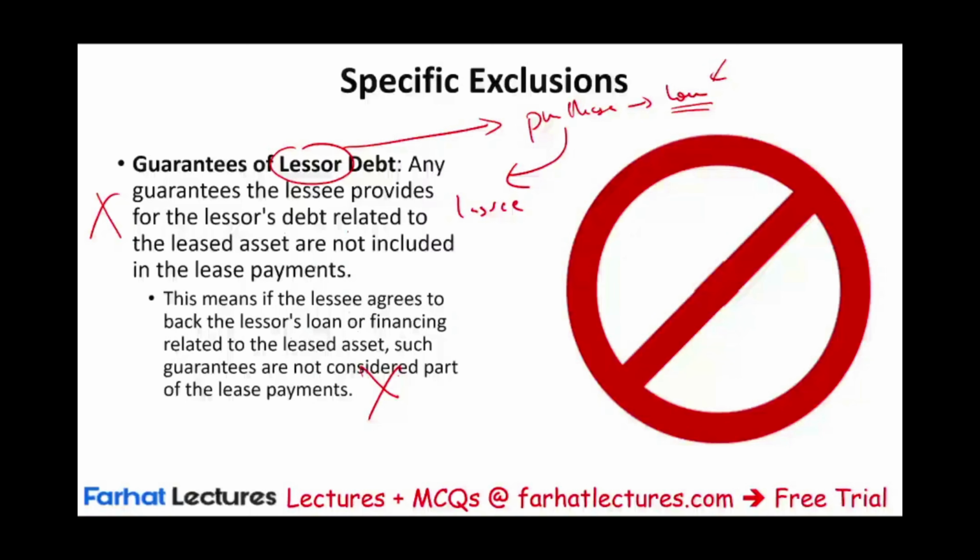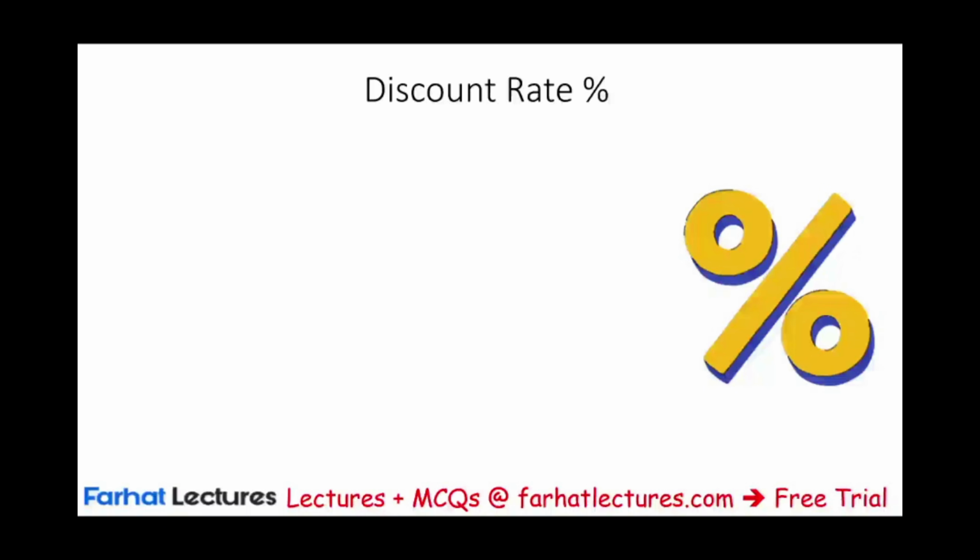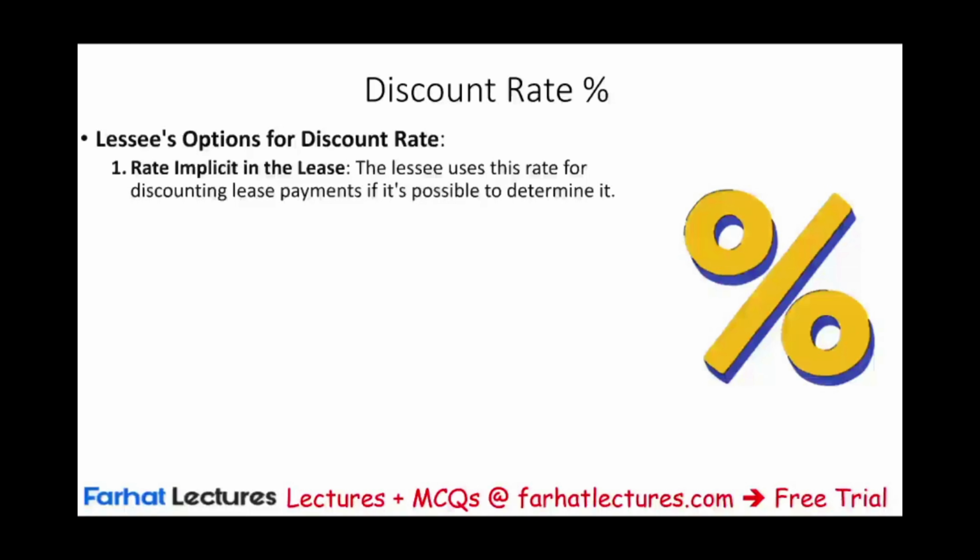Now after we figure out the lease payment, we have to figure out a discount rate to discount those payments to find the present value of the obligation. Which interest rate do we use? Well, the first option is if you know the rate implicit in the lease. The lessee uses this rate for discounting lease payments if it's possible to determine. Simply put, how much is the lessor factoring into this lease? Usually they don't tell you this.